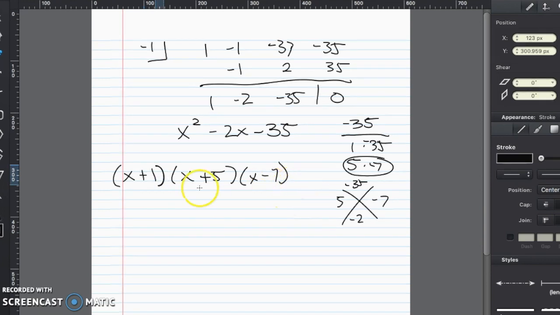So that's how you use the rational root theorem to get all the factors out of a function. So these guys are equal to that guy.